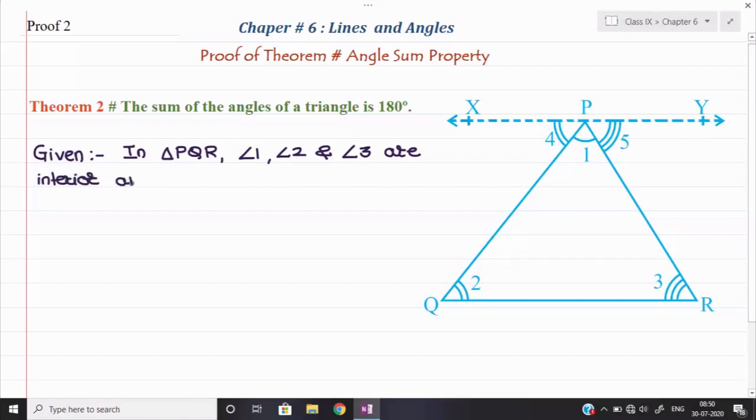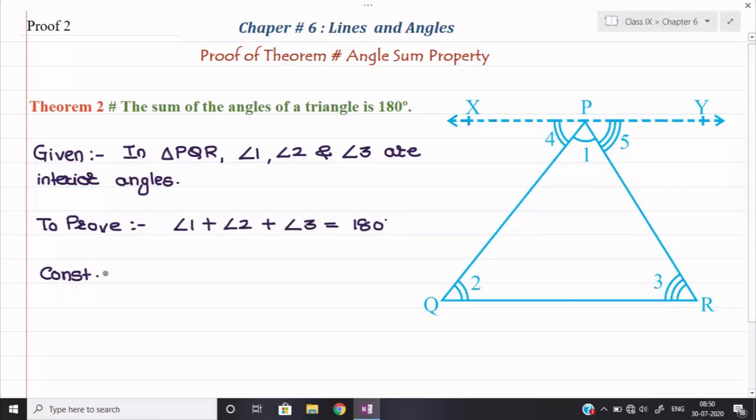Are interior angles. To prove, what do we have to prove here? We have to prove that angle 1 plus angle 2 plus angle 3 would be equal to 180 degree. Okay, now we shall write down the construction.